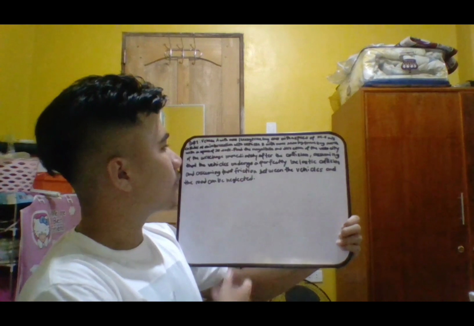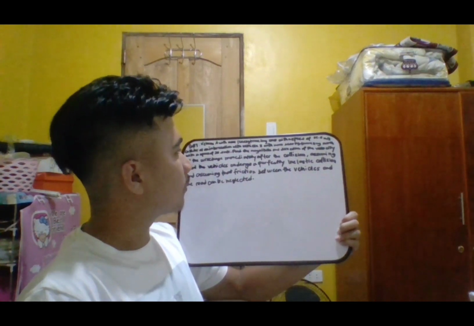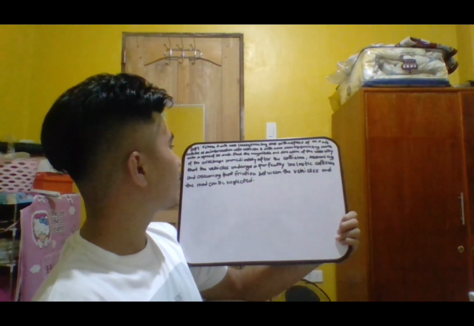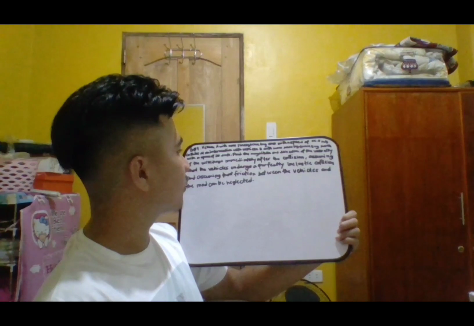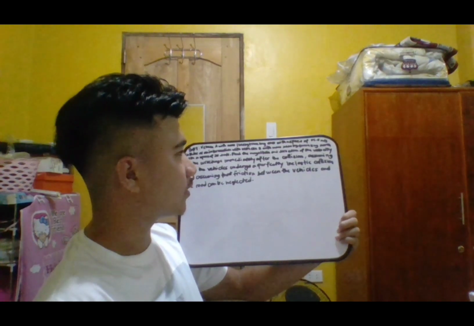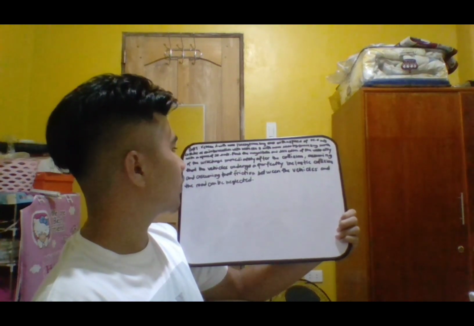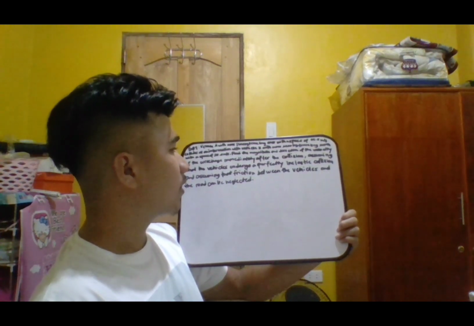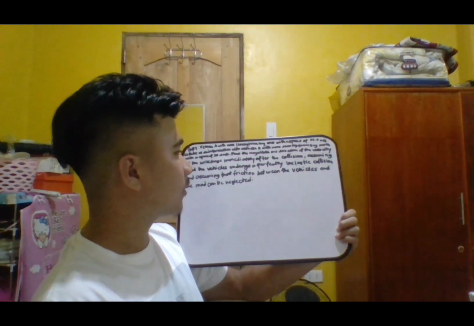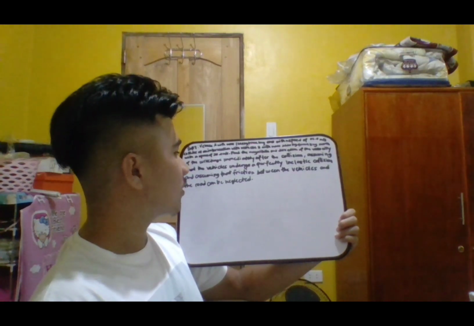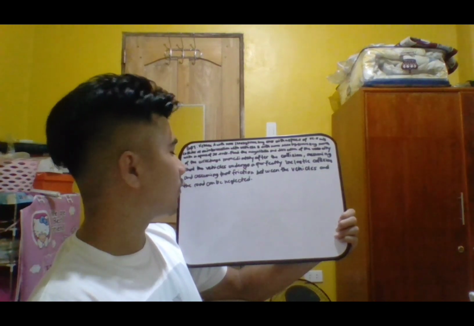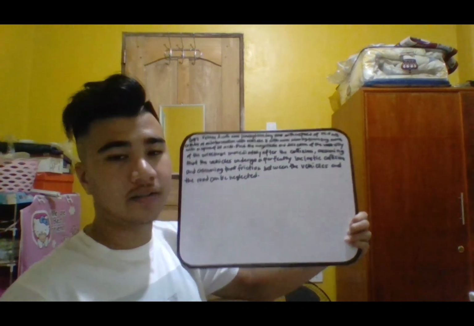Sample number 1. Vehicle A with a mass of 1,500 kg traveling with a speed of 25 m per second collides at an intersection with a vehicle B with mass of 2,500 kg traveling north with a speed of 20.0 m per second. Find the magnitude and direction of the velocity of the wreckage immediately after the collision, assuming that the vehicles undergo a perfectly inelastic collision and assuming that friction between the vehicles and the road can be neglected.